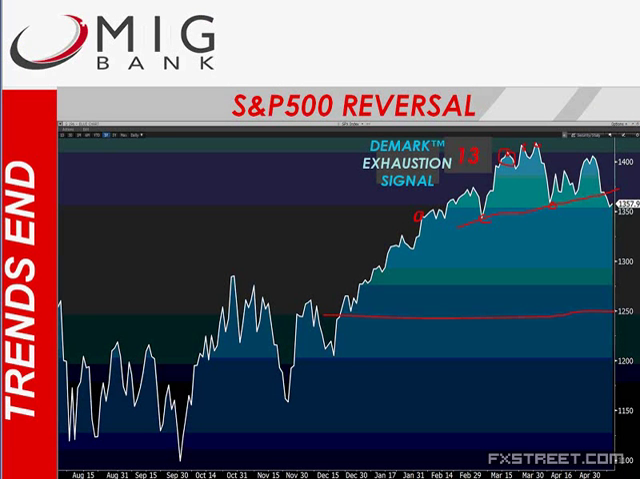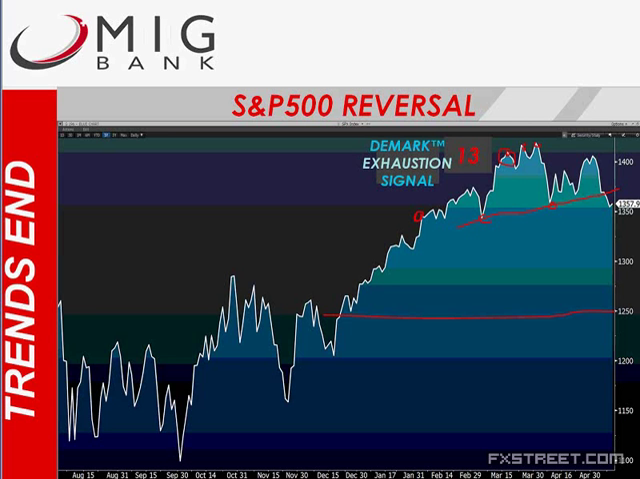So this is a daily chart. One of the best ways to use DeMark indicators, as you would do with any other type of analysis, is to use it across multiple time frames to increase the probability of that signal taking place. In this example, I just showed you the most important signal on the U.S.